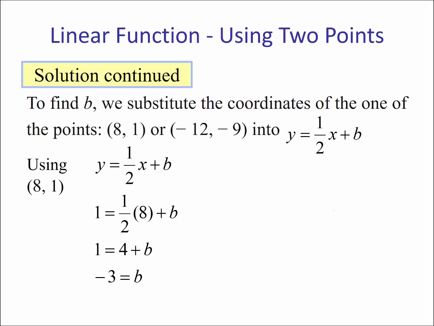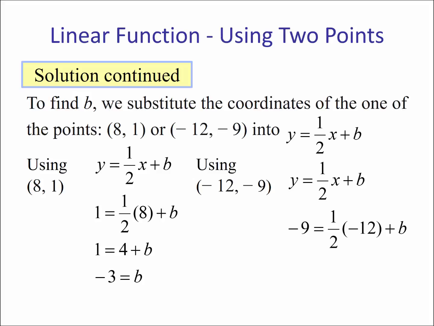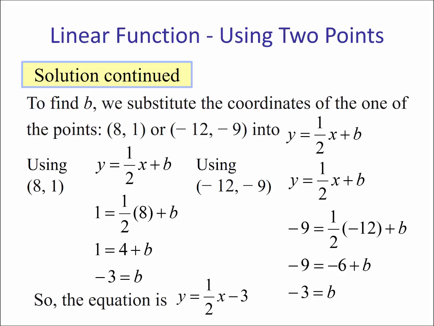Using the second point, -12, -9, we have the equation -9 equals 1/2 times -12 plus b. 1/2 times -12 is -6. And if we add 6 to both sides to solve for b, we get exactly the same answer, -3. So the final equation is y equals 1/2 x minus 3.